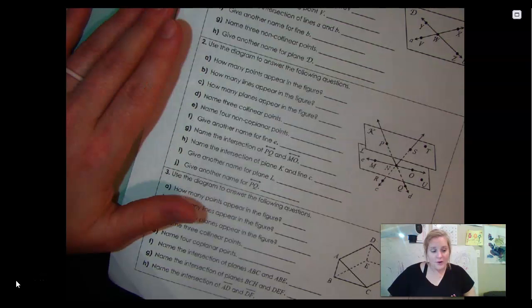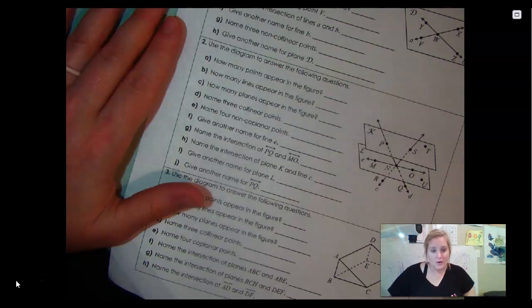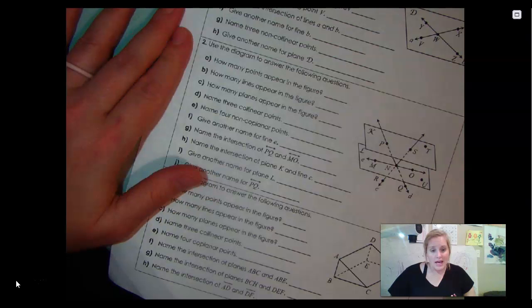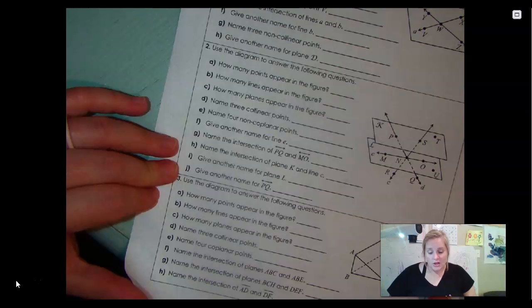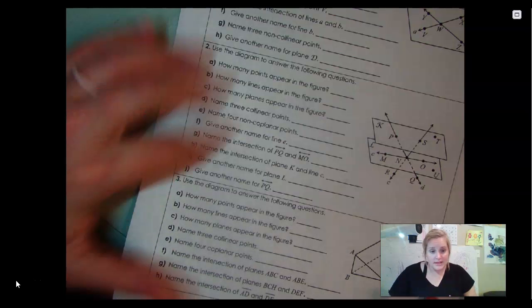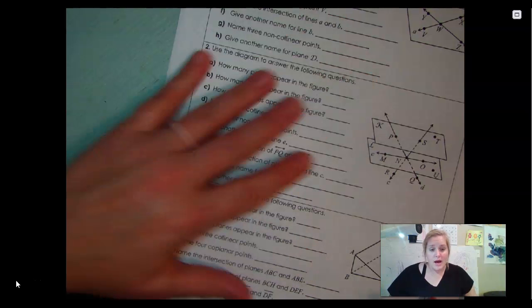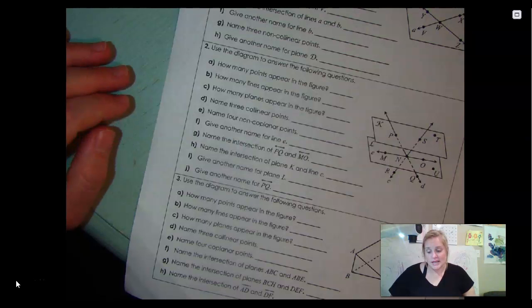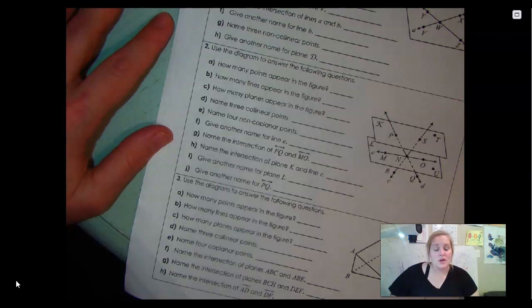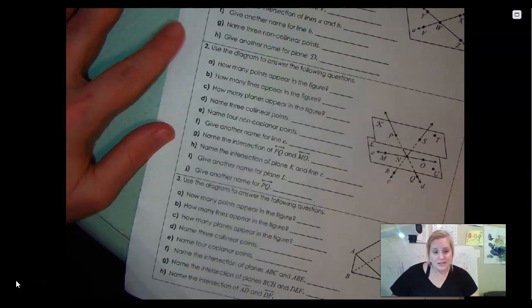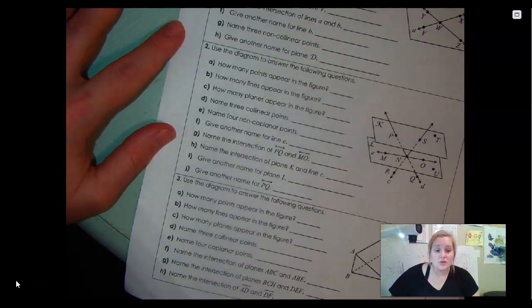If you're working on Kami and you can figure out how to do it on Kami and use the editing, that's great. Otherwise, you could write this on this if you have a printer, or you could write it on a piece of paper. You could say 1A, write your answer. 1B, write your answer. Then you could take a picture of that and submit it to me as your work. If all else fails, you just send it to me in an email.